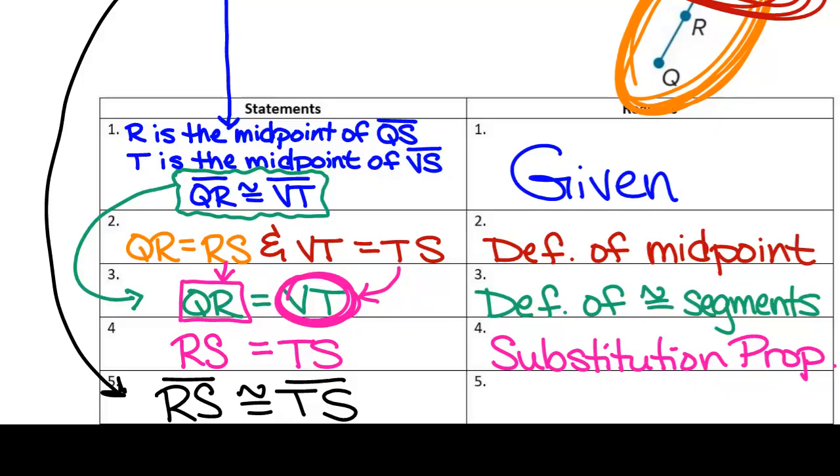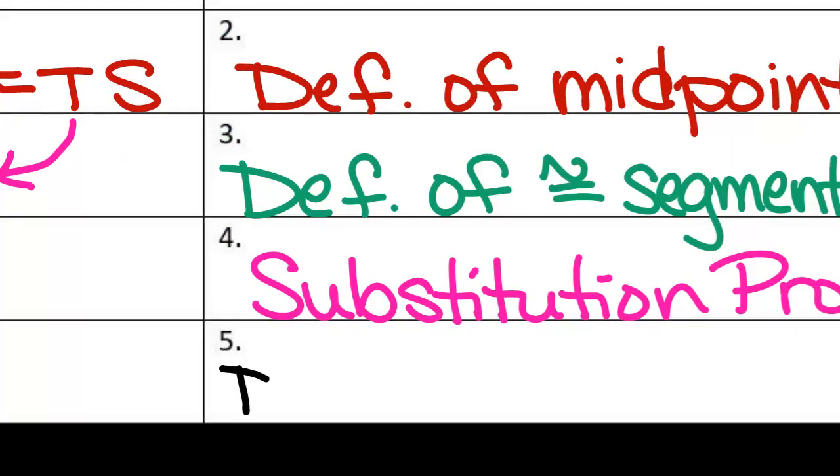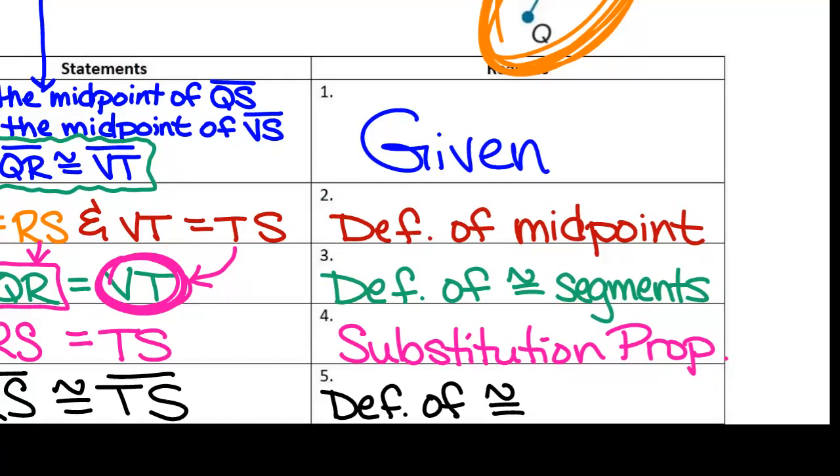All right. Last reason. Statement 4 and statement 5 look almost identical, right? What's the difference between statement 4 and statement 5? One's congruent, the other one is equal. Here I'm saying that these two segments have the same length. Down here I'm saying that means they're congruent. What are we using? Definition of congruent segments again, yes. Definition of congruent segments.